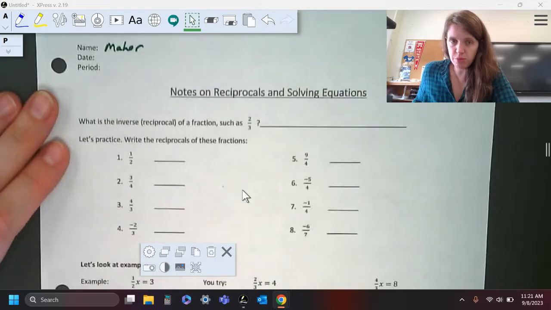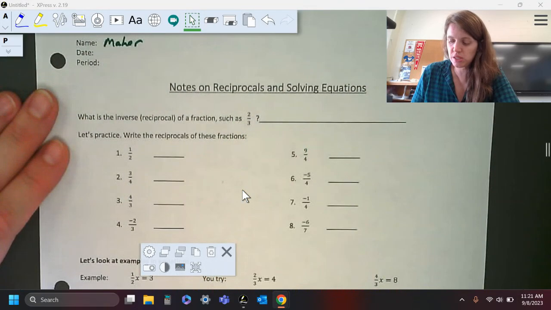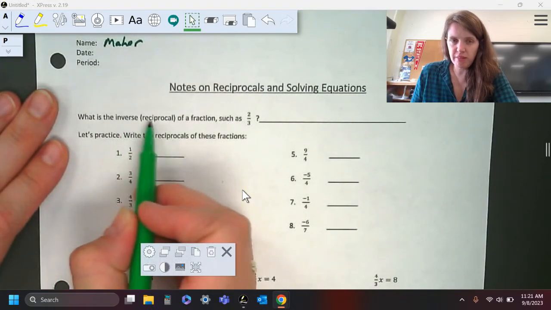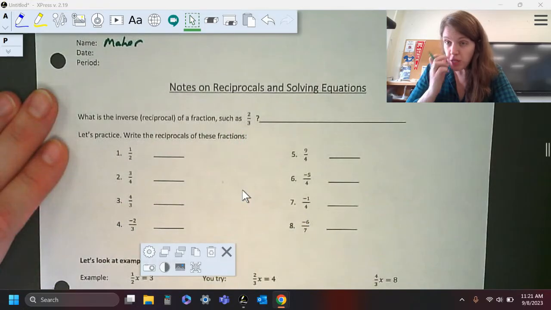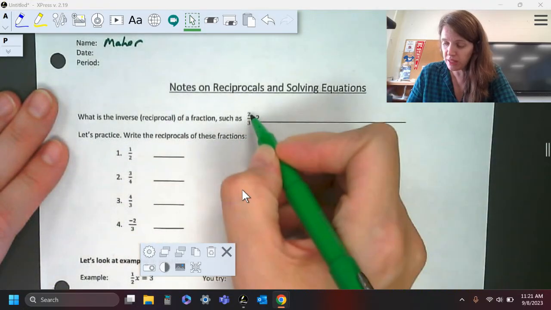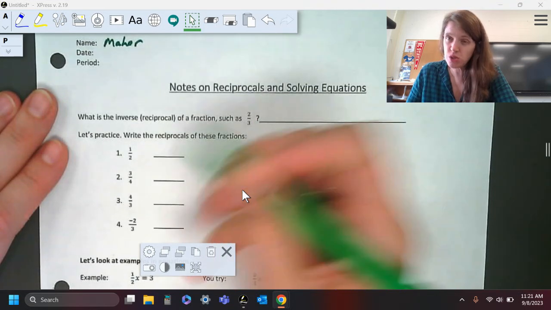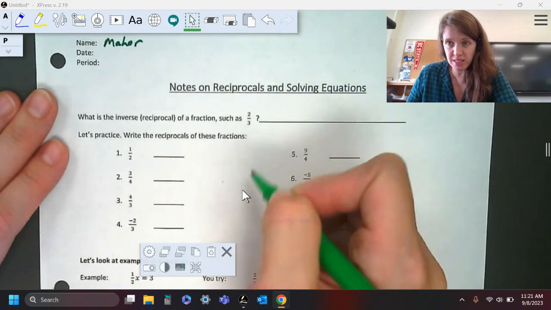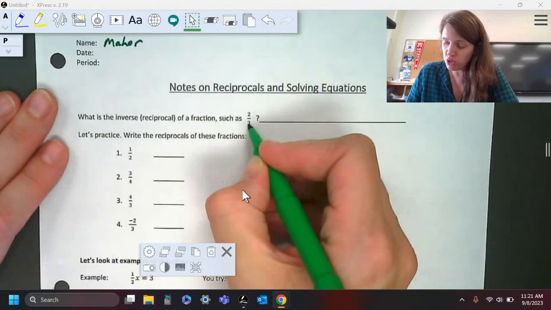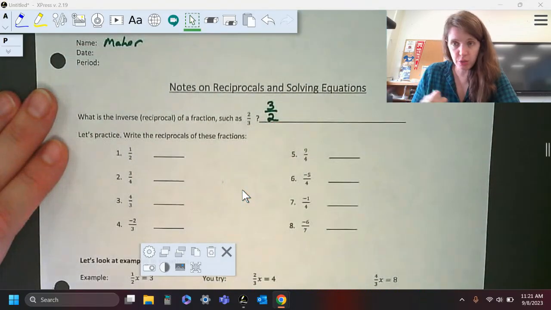So some notes on what we're calling reciprocals and solving equations. We're going to ask, what is the inverse or reciprocal of a fraction such as 2 over 3? When we talk about opposite fractions, what we're really thinking about is that a number is being multiplied by 2 and divided by 3. So the opposite would be doing the opposite things. We're going to multiply by 3 and divide by 2. Here we have 2 over 3, so the reciprocal would be 3 over 2.